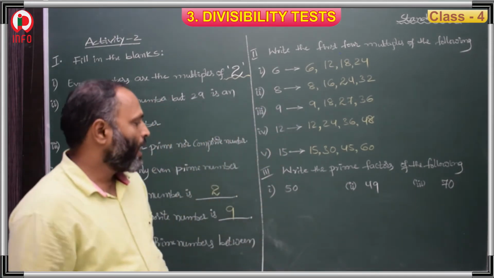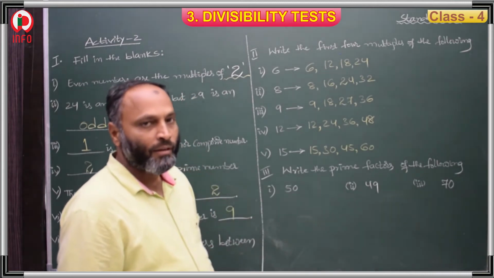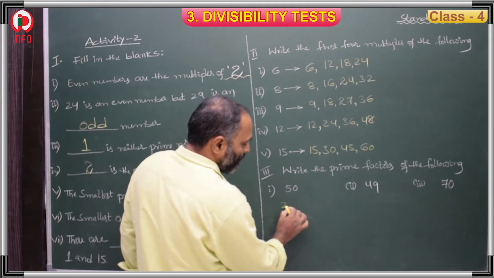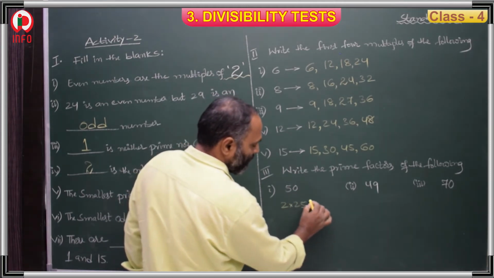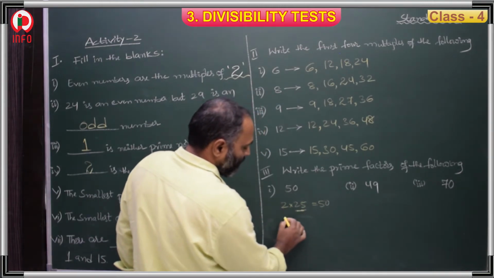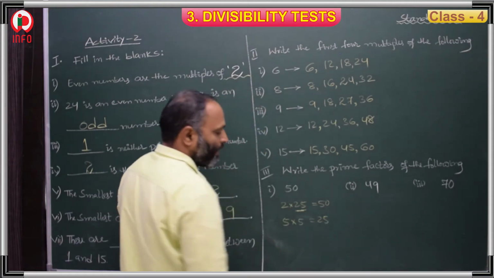Now, write the prime factors of the following. So, how to write prime factors? First, 50. 2 25s are 50. Now, for 25: 5 5s are 25.